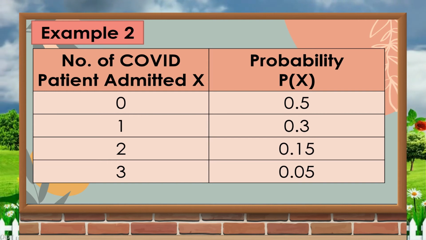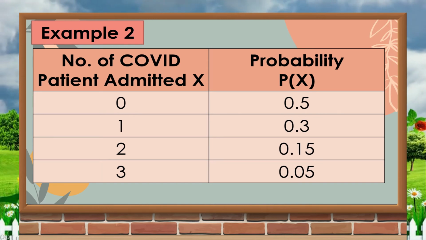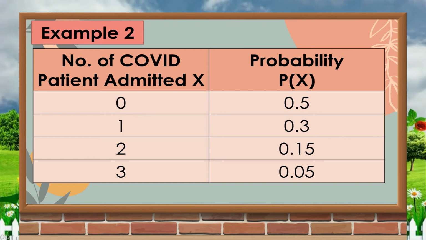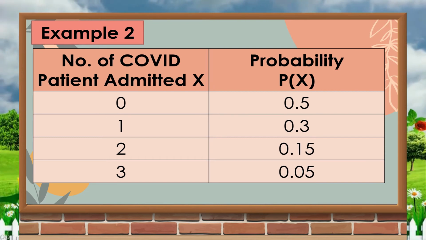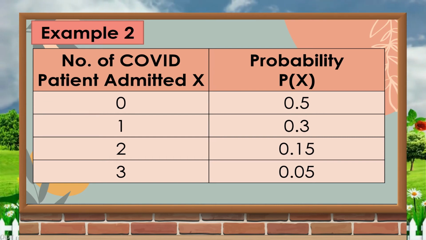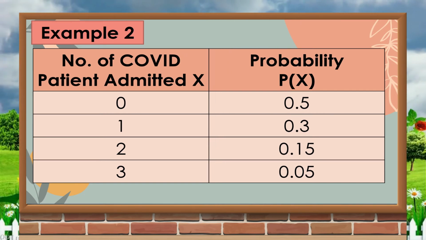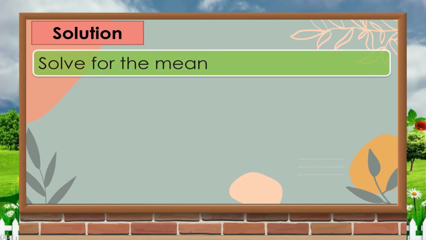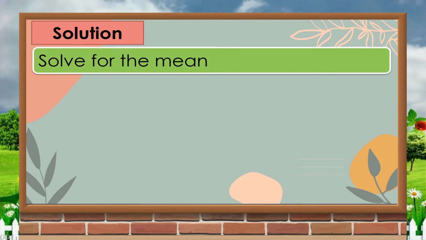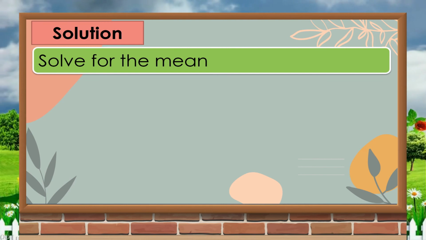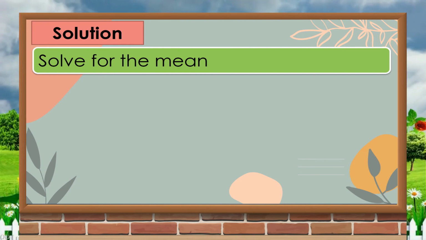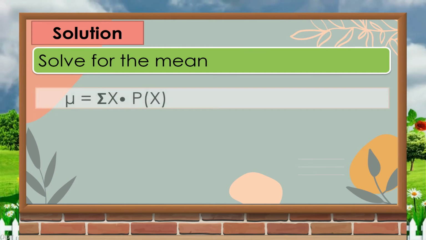For 0 number of patients admitted, we have a probability of 0.5. For 1 COVID patient admitted, we have a probability of 0.3. For 2 COVID patients admitted, we have a probability of 0.15. For 3 COVID patients admitted, we have a probability of 0.05. To solve for the variance of the discrete random variable, we must first solve for the mean.